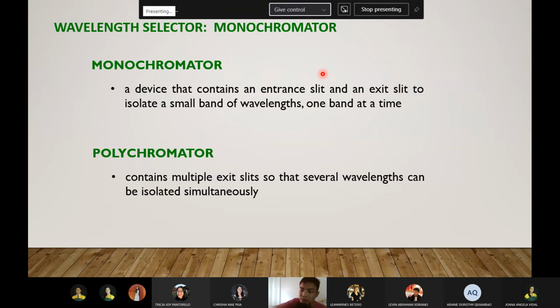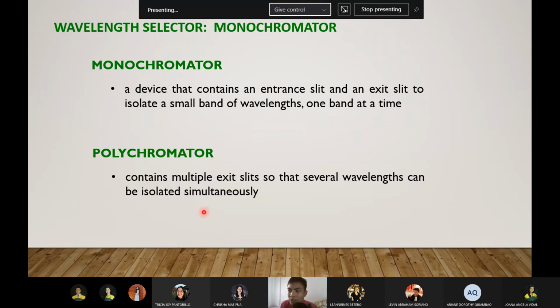So we are done with the light source. Now let's go to our wavelength selector, also called the monochromator. Okay. So monochromator, from the word itself, chroma meaning light, colors. Mono means one. So from the spectrum of light, you are going to choose only one. What you will use for that is a monochromator.